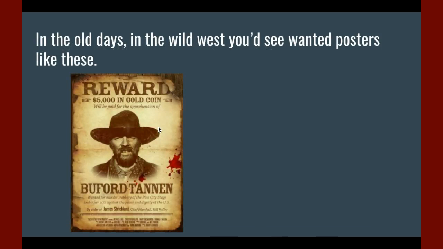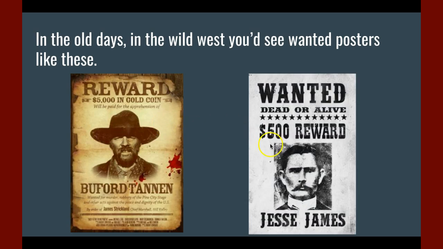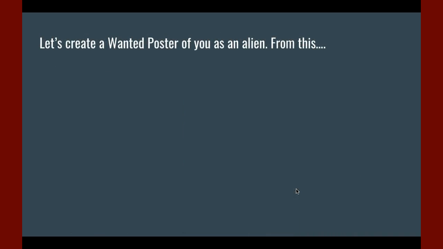But in the old days, in the Old West, there were desperados or bad guys, and they would do terrible things, and wanted posters were put up. Reward $5,000 in gold coins being paid for the apprehension of Buford Tannen. Here's a picture of him. Here's another one for Jesse James, wanted dead or alive, $500 reward for Jesse James. These were very typical of what you would see in the Old West.